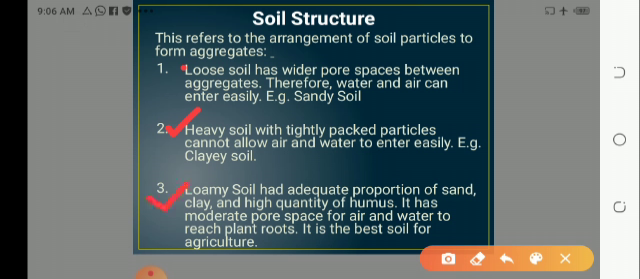Thirdly, we look at loamy soil. Loamy soil has an adequate proportion of sand and clay, and a high quantity of humus. It has moderate pore space for air and water to reach plant roots. Therefore, it is the best soil for agriculture. So loamy soil has an adequate proportion of sand and clay, high quantity of humus, with moderate pore spaces for air and water to reach the roots of plants. The loamy soil is considered the best soil for agriculture.